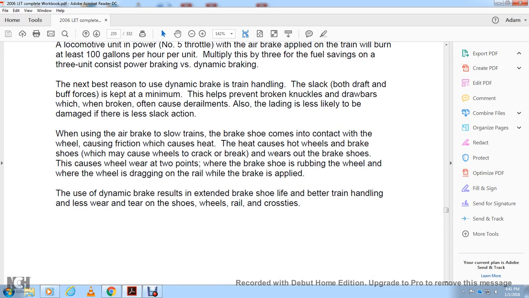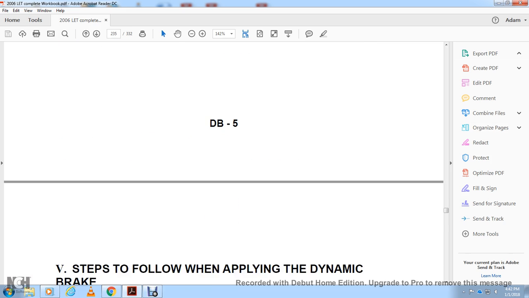When you use the air brake to slow the train, the brake shoes come in contact with the wheel, causing friction and the buildup of heat. The heat causes hot wheels and brake shoes, which may cause the wheels to crack or break. It wears out the brake shoes, and this causes the wheels to wear at the 2 points where the brake shoe is rubbing the wheel and where the wheel is dragging on the rail while the brake is applied. Using the dynamic brake results in extended brake shoe life, better train handling, and less wear and tear on the shoes, wheels, rails, and cross ties.